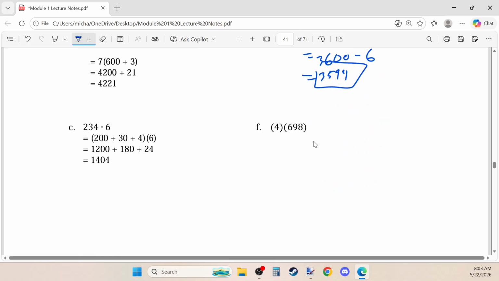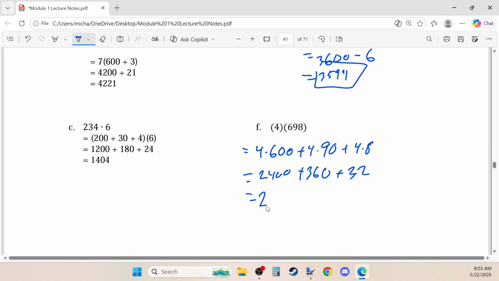This one here, if I want to multiply this out, this is 4 times 600 plus 4 times 90 plus 4 times 8. 4 times 6 is 24, so 4 times 600 is 2400. 4 times 9 is 36, so 4 times 90 is 360. 4 times 8 is 32. I add these together, I get 2,792.